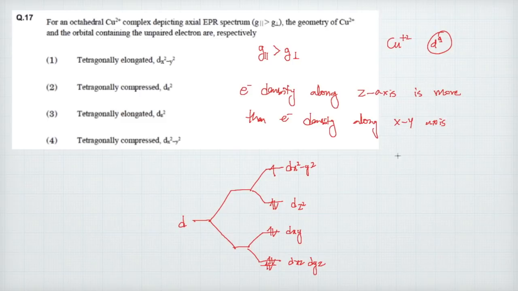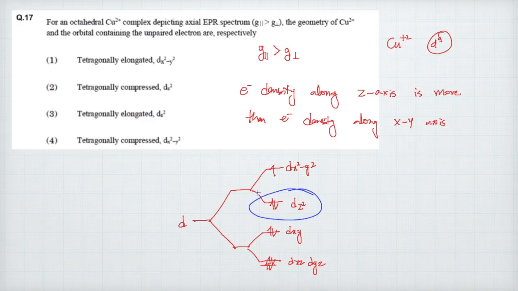Now the condition is fulfilled that electron density is more along the z axis. So what kind of structure is it, elongated or compressed? You know this, right? If you have studied the concept, you know that when elongation of the z axis appears, when there is elongation in the axial bond, so what happens?